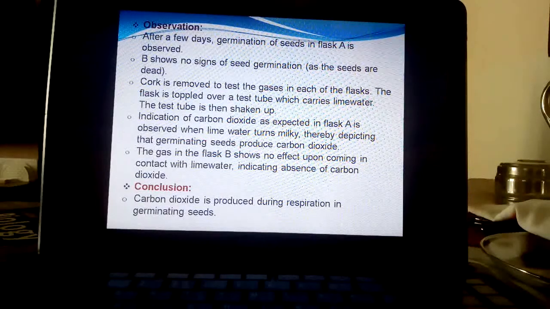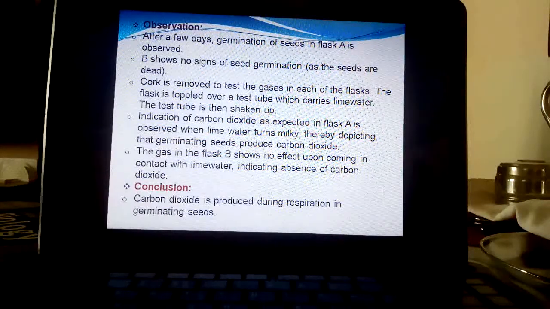So what are the observations? After a few days, or two days, germination of seeds in flask A is observed. Flask B shows no signs of germination as the seeds are dead. The cork is removed to test the gases in each of the flasks. The flask is toppled over the test tube which carries lime water. The test tube is then shaken.